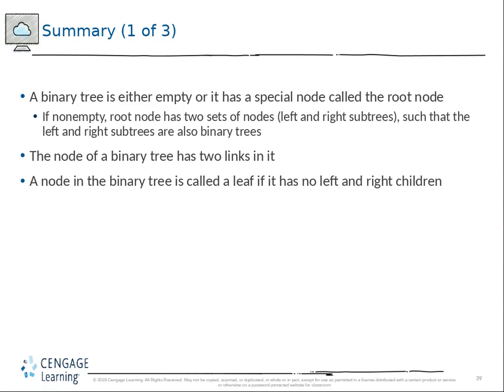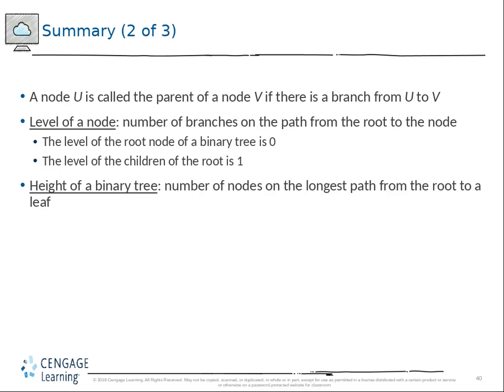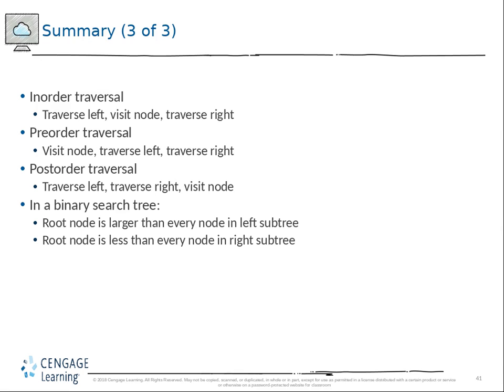All right, great. Summary. Binary tree is either empty or has a special node that has two links. A node is a binary tree. It's called a leaf if it has no left child and no right child. U is parent of V if there's a link going from U to V, not the other way around. The height of the binary tree is the number of nodes on the longest path. We have in-order, post-order, and pre-order traversal. And the root node's larger than every node on the left, and root node is less than everything on the right. Perfect. And we are done.